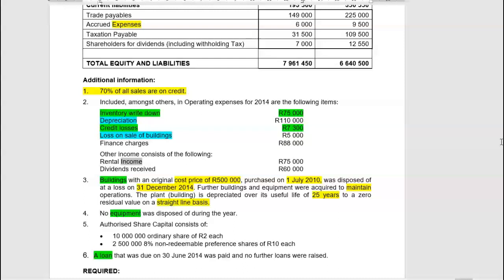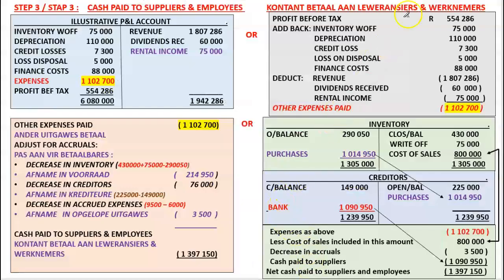But income has never been anything to do with expenses. So regardless of which way you're going to treat rental income, either as cash received from customers or as a separately disclosable item, because it is an income figure, I have to eliminate that out of my cash received, cash paid to suppliers and employees. And then dividends received, that is a separately disclosable item, so I have to deduct that from my profit before tax as well in order to see how much expenses was staying behind in my income statement.